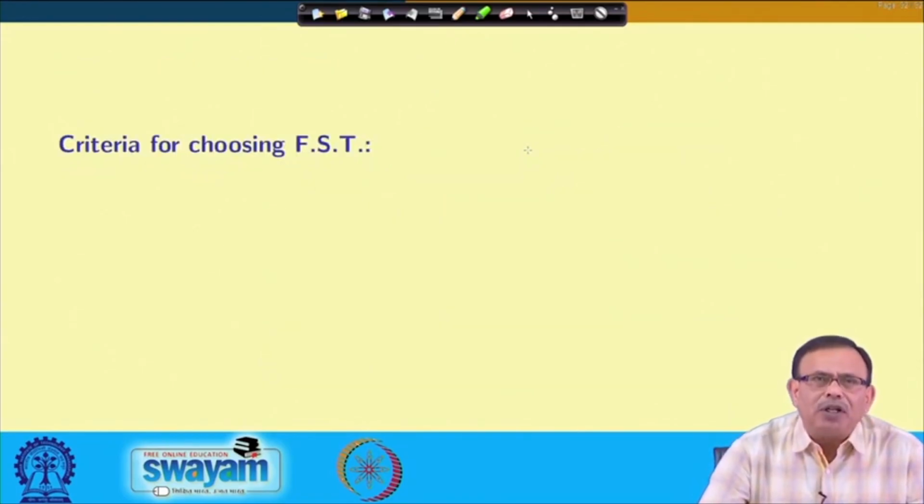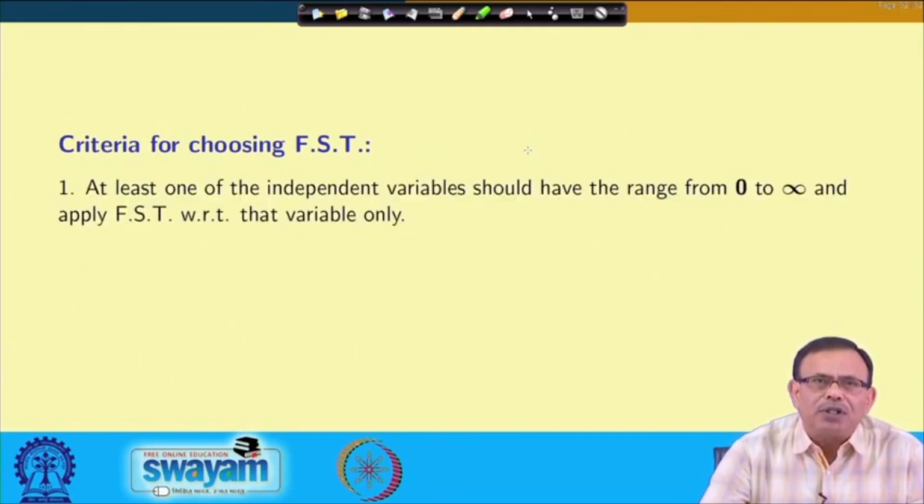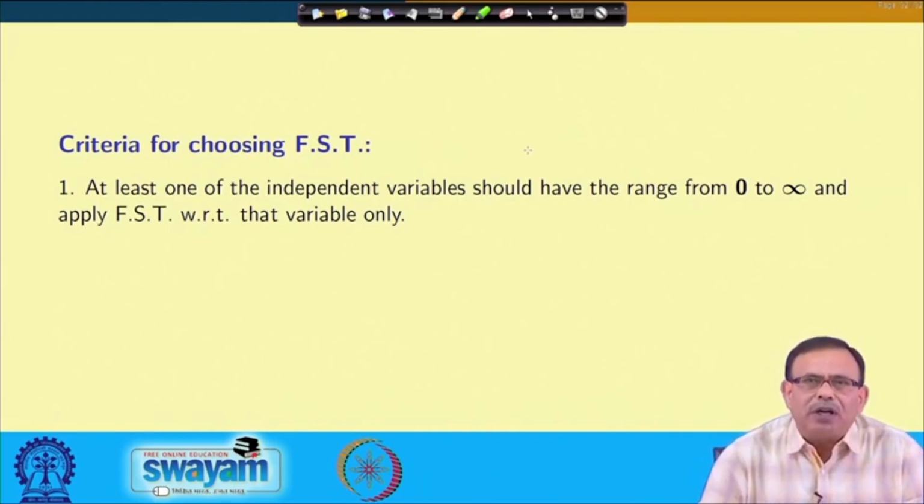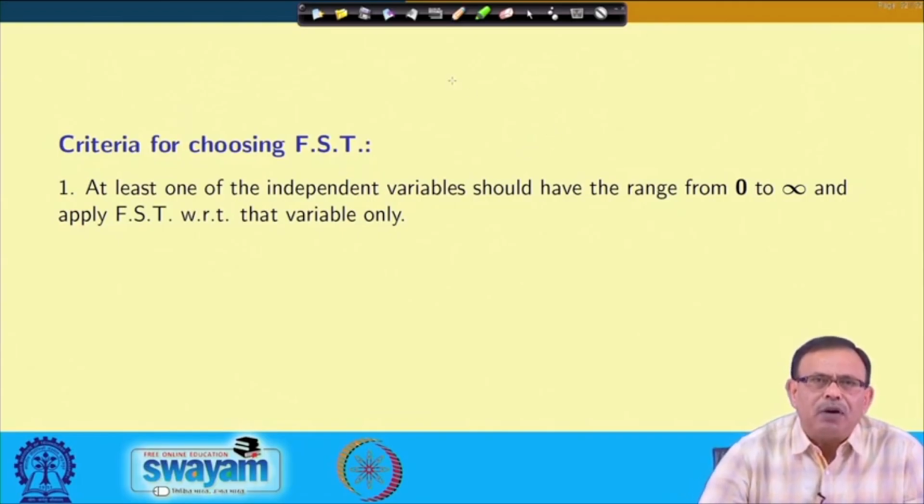So, now what is the criteria for choosing the Fourier cosine transform? At least one of the independent variables should have the range from 0 to infinity, and apply the Fourier sine transform with respect to that variable only. So, please note that for Fourier sine and cosine, the range of the variable is from 0 to infinity. Therefore, at least one of the independent variables should have range from 0 to infinity, and we are applying the Fourier sine transform with respect to that variable only.